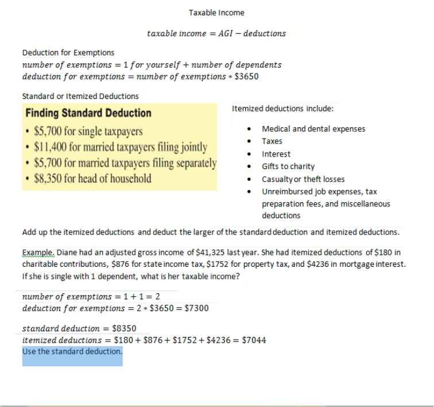Right, so her taxable income will be the AGI of $41,325 minus the deduction for exemptions, $7,300, minus the standard deduction of $8,350 for a taxable income of $25,675.